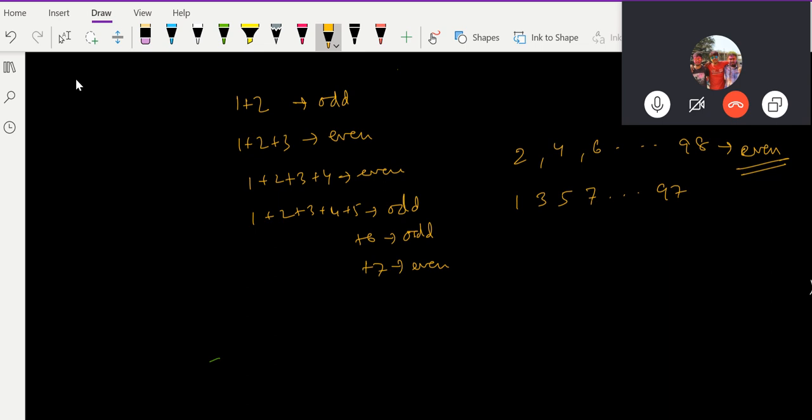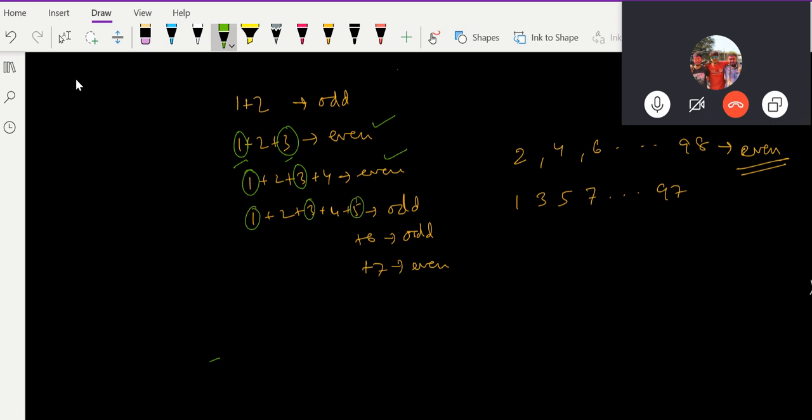Sorry. 1, 4, 9. See, the logic is simple. So odd. Whenever you have an even number of odd numbers, like 1 and 3, there are two odd numbers, that is why it is even. Right? Yes, sir. Correct. 1 and 3, two odd numbers, that's why it is even.